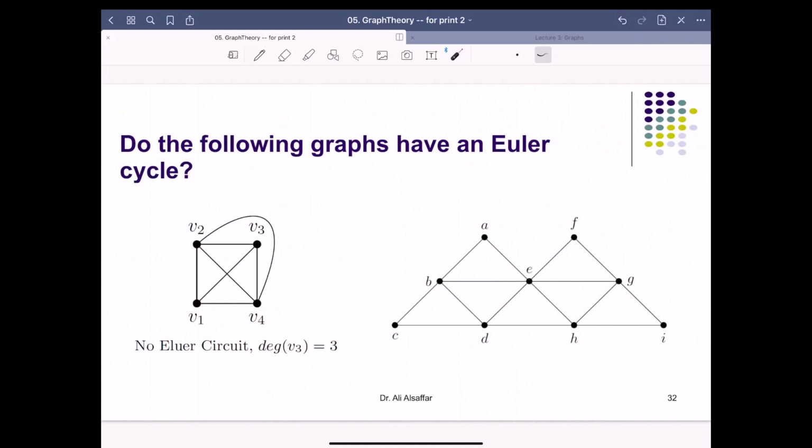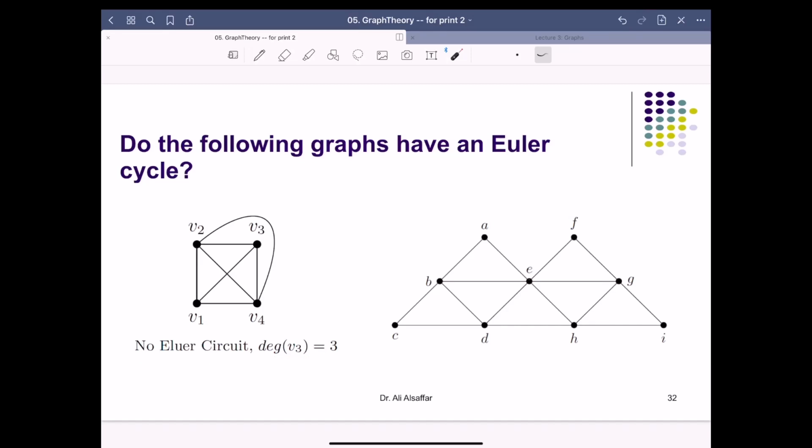Let's go for an example. If I want to test whether this graph has an Euler cycle or not, first I need to check: is it connected? Yes, connected. There is a path between any two vertices. Let us check the degrees now. This is degree 4, which is even. This is degree 3, so it is odd. So we can use this as a test that this graph does not have an Euler cycle or circuit, because the degree of V3 is equal to 3.